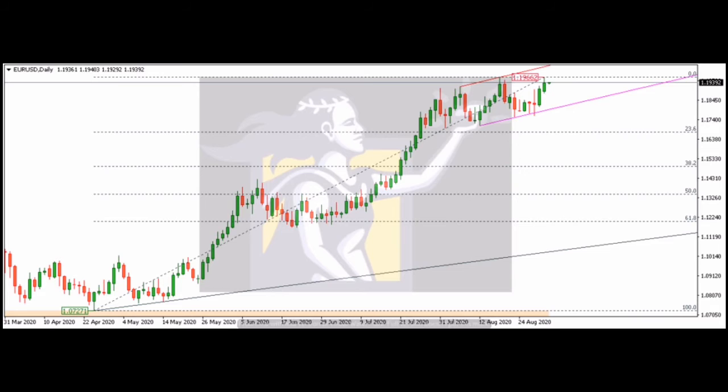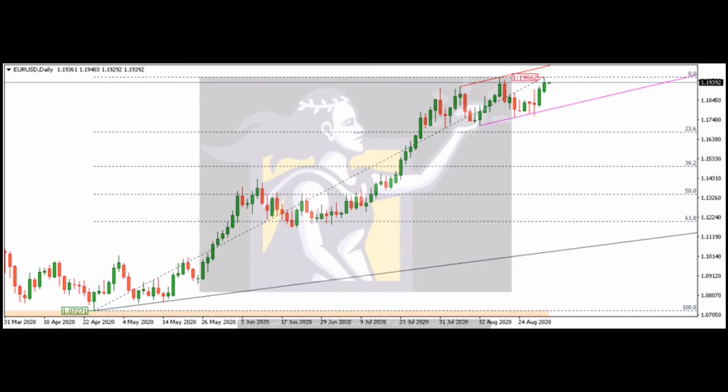At resistance 1, looking at the chart, you'll find 1.1966, which is a major horizontal resistance. The second resistance is the psychological number of 1.2 even. And then the third resistance is 1.2025, which is the upper trend line arm.